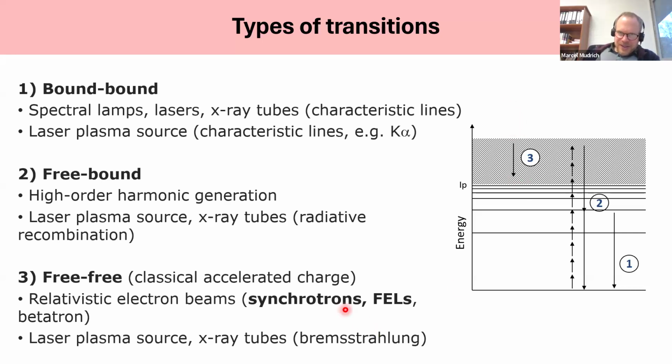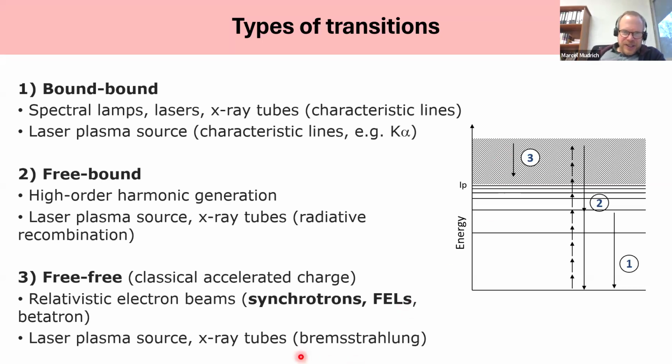And actually, this is what we want if we want to build this ultimate light source that is freely tunable and very intense, very bright, with short pulses and all that. If we want freely tunable radiation, then obviously it should be free transitions. And that's exactly the basis of synchrotron radiation and free electron lasers.